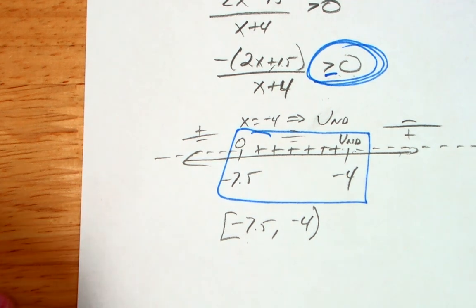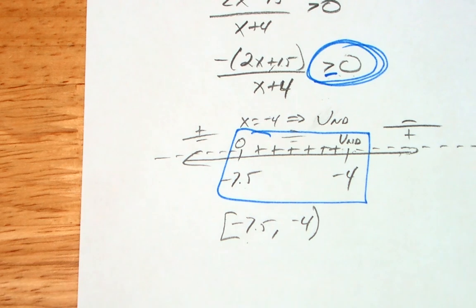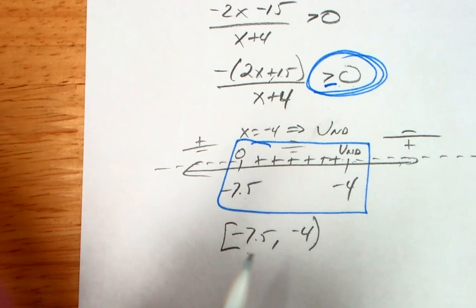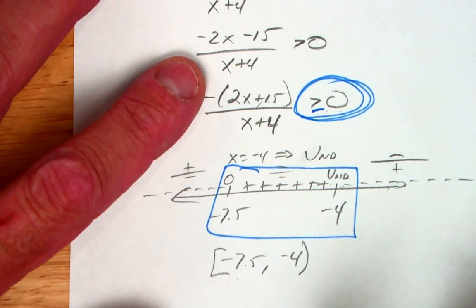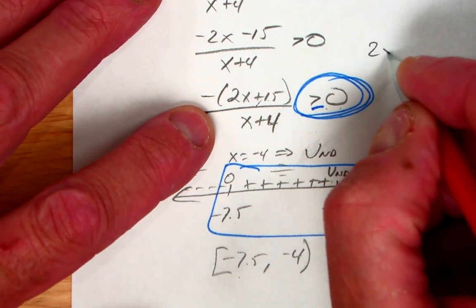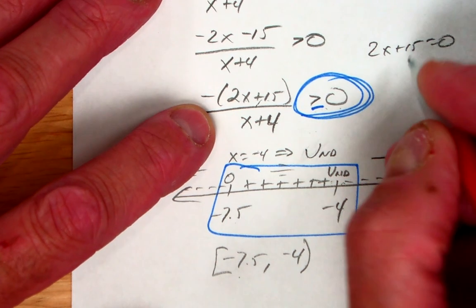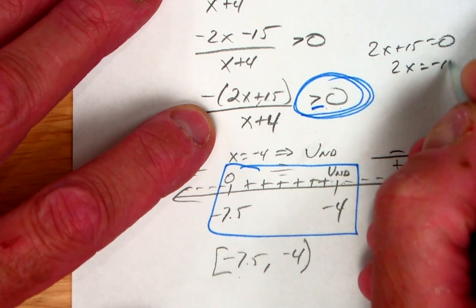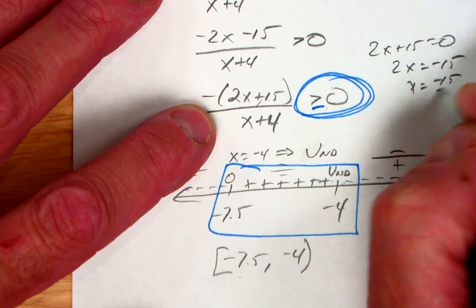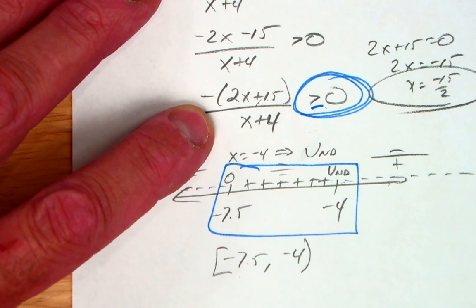Okay? I'm still lost on the same question we asked: how it became negative 7.5. Basically, you set the box to 0 and solve for x. If you look up here, I get 2x plus 15 equals 0. 2x equals negative 15. x equals negative 15 halves.